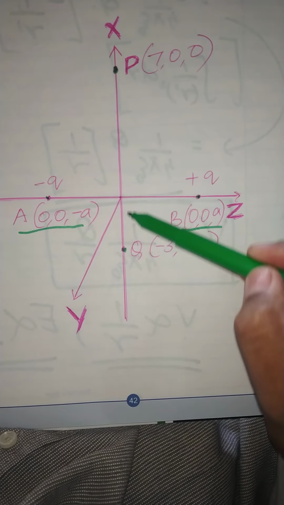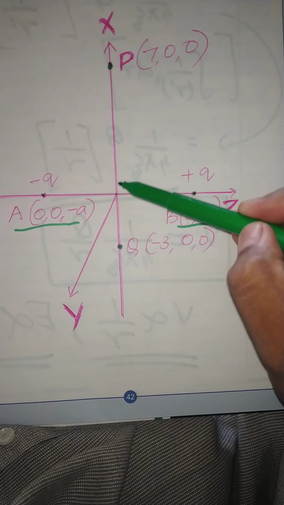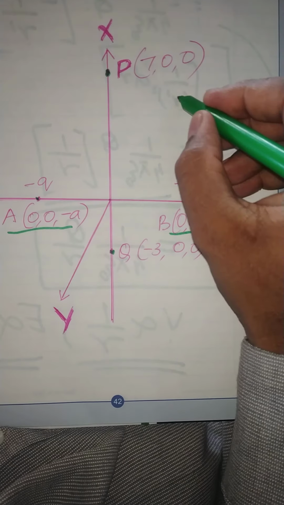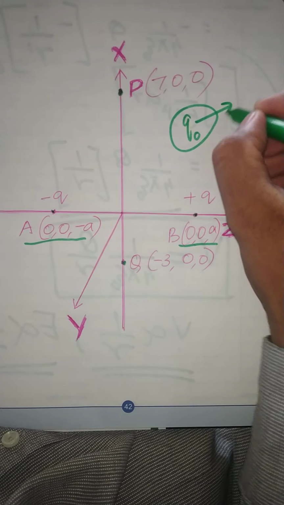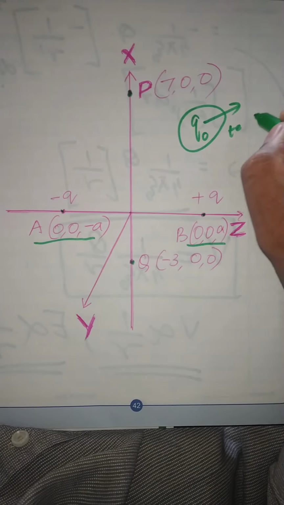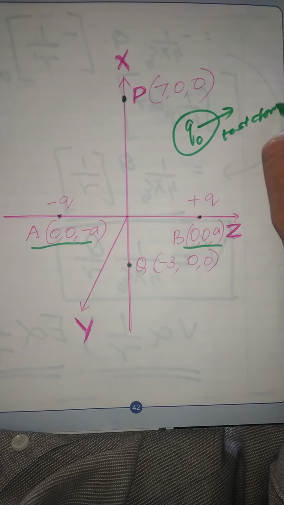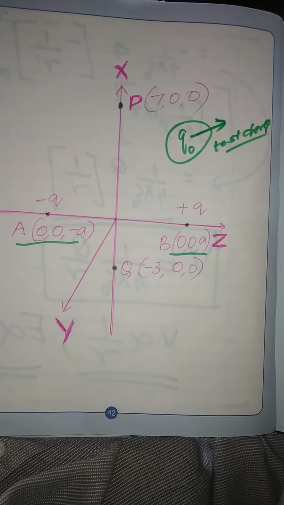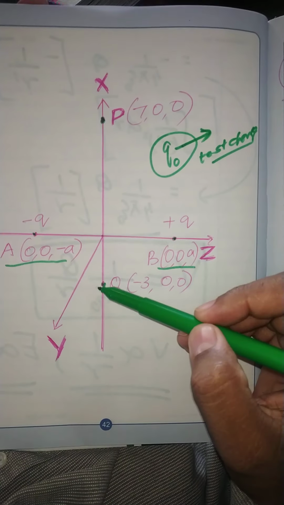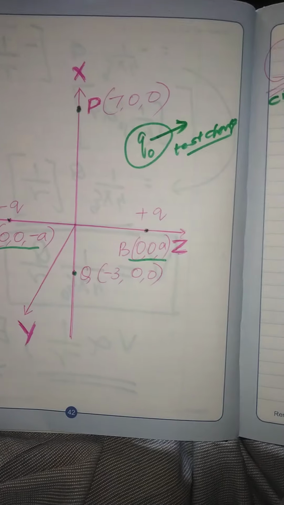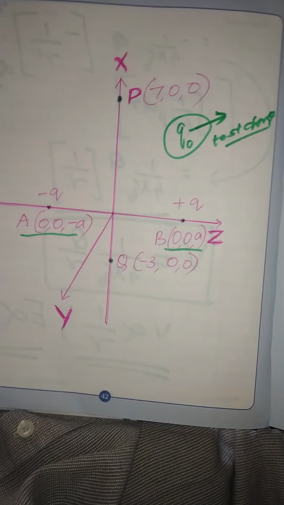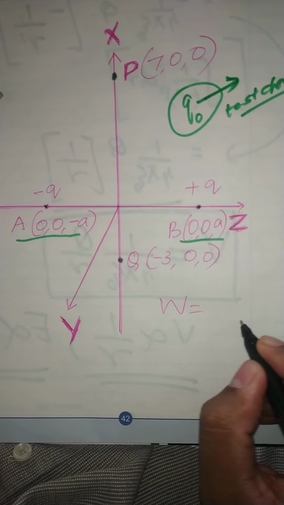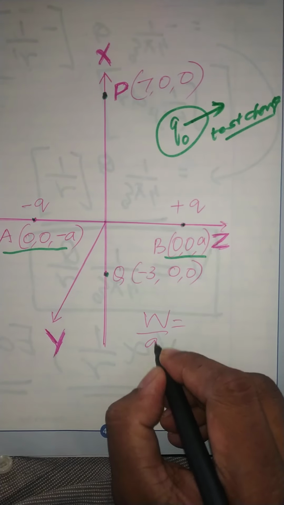So a test charge, say Q naught, is moved. Let us say that Q naught is a test charge, okay. So that test charge is moved from P to Q. What is the work done? So we know by definition that W by Q is equal to V.